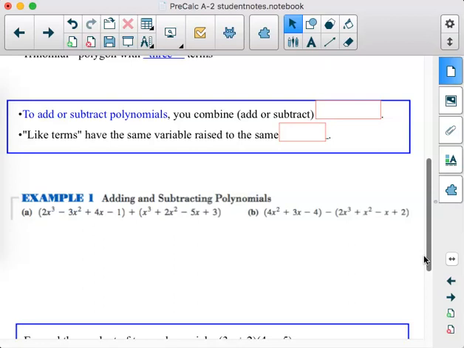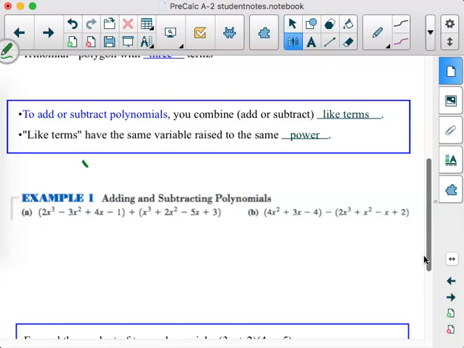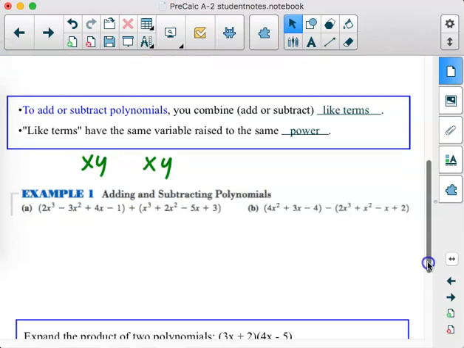To add or subtract polynomials, you have to have like terms. Combine, that is, add or subtract, the like terms. Like terms have the same variable raised to the same power. X squareds can only be added to other x squareds. XY's can only be added to other XY's, etc. So in example 1, we have adding and subtracting polynomials.